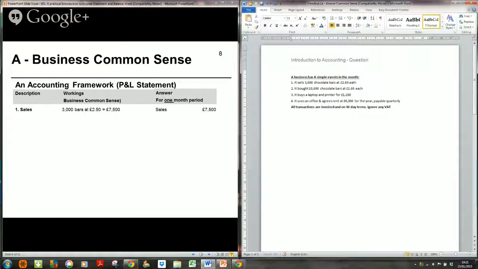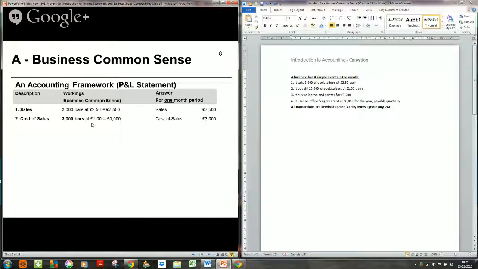Let me change this on the hoof. We sold them at £2.50. My apologies, 3,000 times £2.50, 7,500 sales. Now we've got our cost of sales.